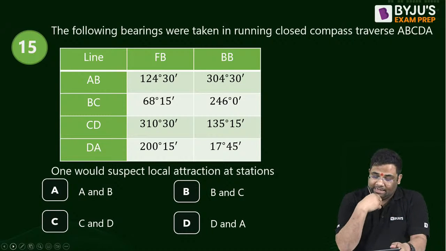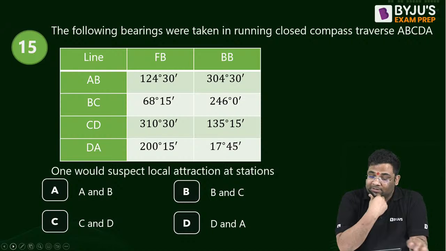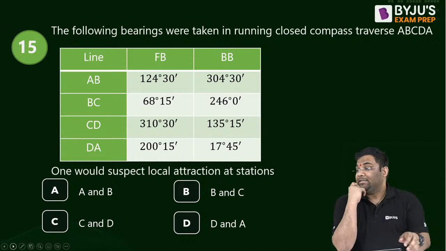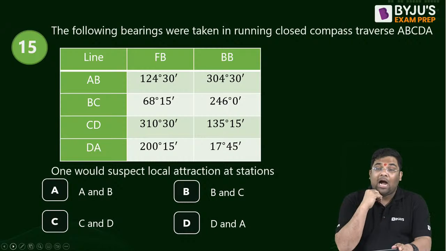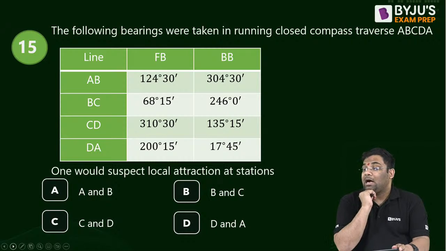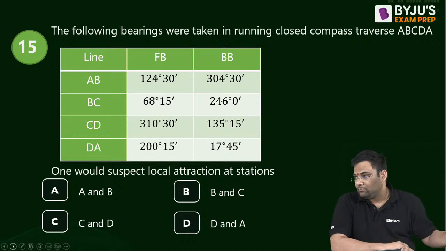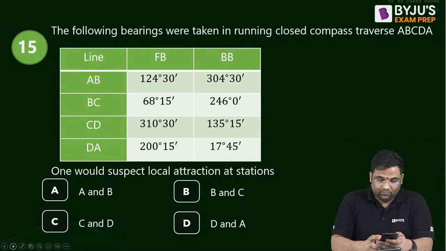Okay. So what's the right answer to this? The following bearings are taken in running a closed compass traverse; one would suspect local attraction at which stations? What's the right answer here? How to detect it? How to detect the difference? Tell me. How to detect where local attraction is there? I explained in one video how to detect where the local attraction is. Those who are attending regularly, I have explained in one video.